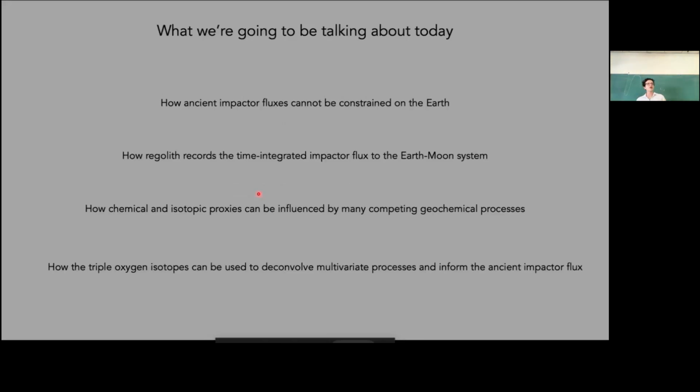So with that said, let's get into it. And I'm working on my logical train of thought here these days. So we're going to build on some concepts, building up what regolith is, what it represents, and building up the story about how the oxygen isotope compositions of regolith tell us about ancient impactor fluxes.